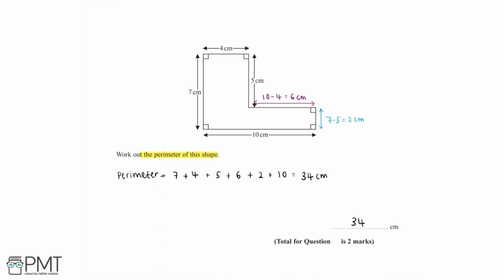Now this question is worth 2 marks. We get the first mark for finding the length of the 2 missing sides.